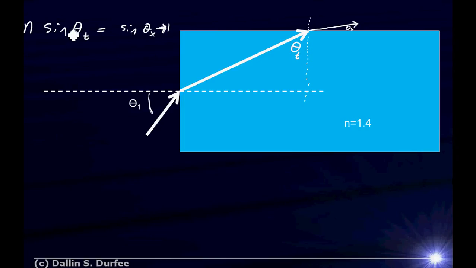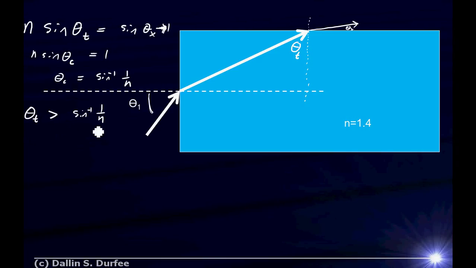So at what angle does theta top result in theta x being 90 degrees? Well, we just set this to 1. We say n sine theta critical, that's theta critical, the angle theta top needs to be in order for this to be 90 degrees, is equal to 1. So if I solve this, I find that theta critical is equal to the inverse sine of 1 over n. In other words, we want theta top to be greater than the inverse sine of 1 over n.